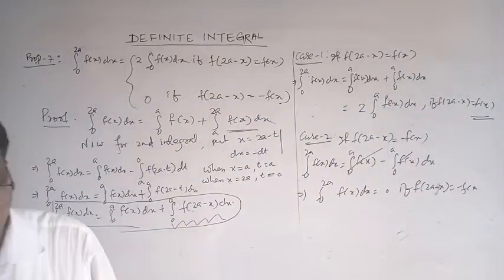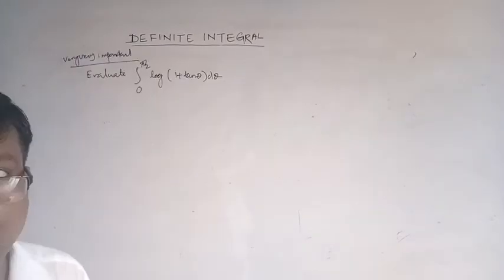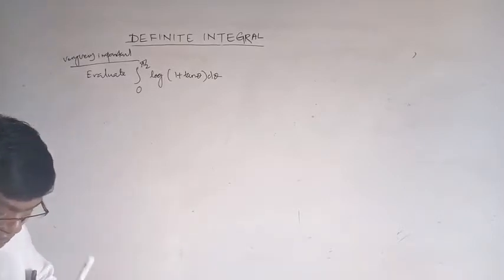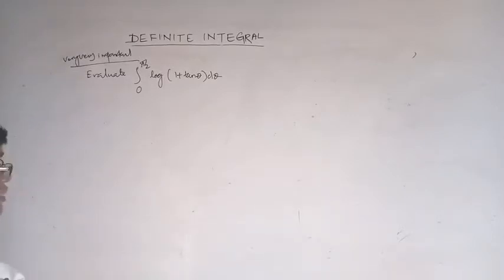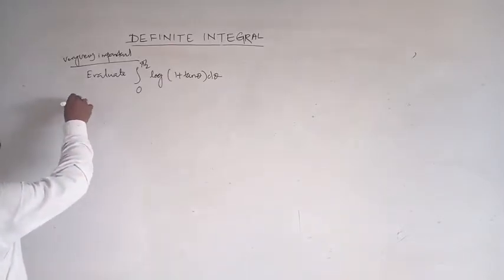Now some problems from the Elements book. We will discuss some problems from the Elements book. Very important question: evaluate integral 0 to pi by 2 of log of 1 plus tan theta. Very important. Okay, this is very important. Let I be equal to, solution.